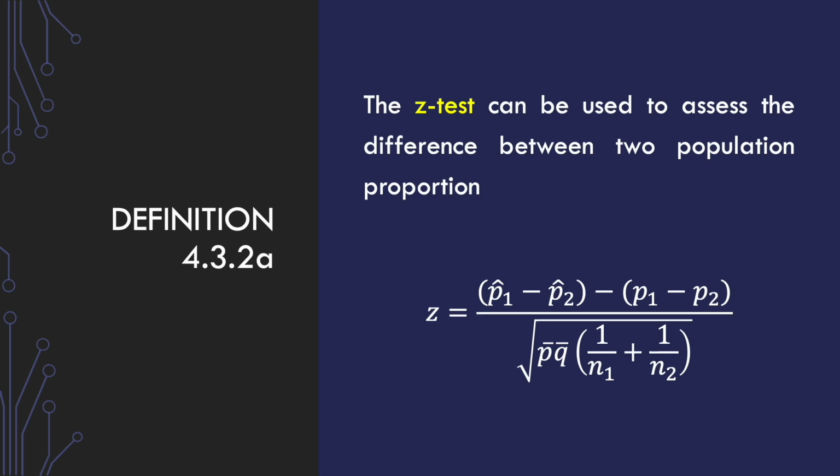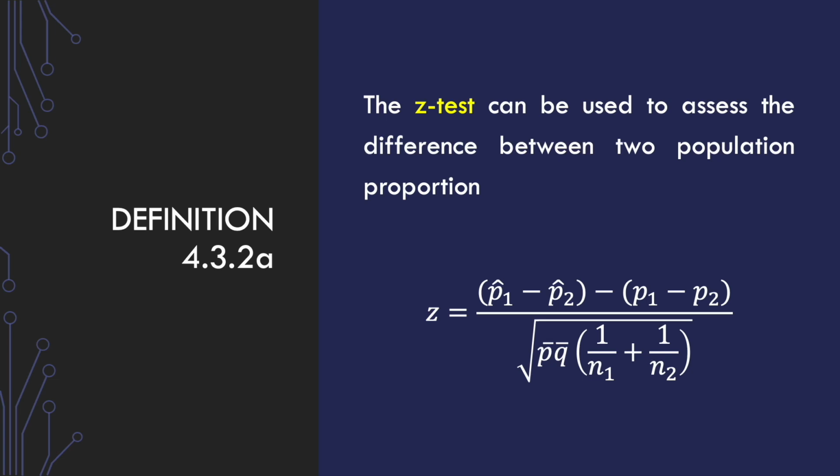The z-test can also be used to assess the difference between two proportions. So, ang formula naman natin is p hat 1 minus p hat 2 minus p1 minus p2 all over the square root of p bar q bar times 1 over n1 plus 1 over n2.